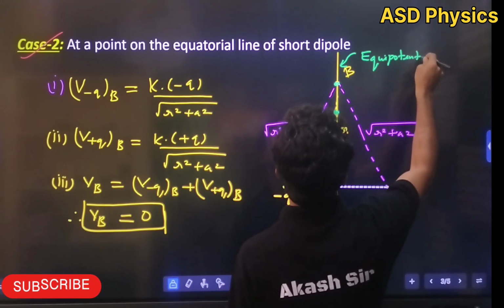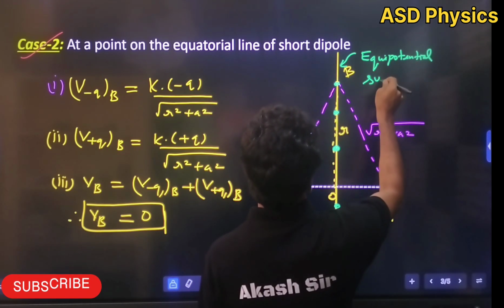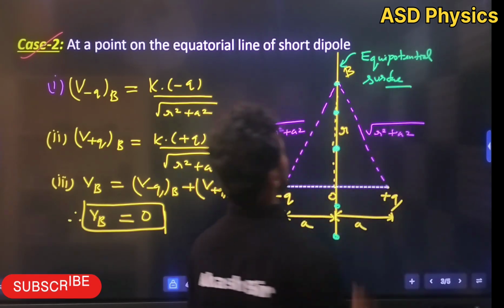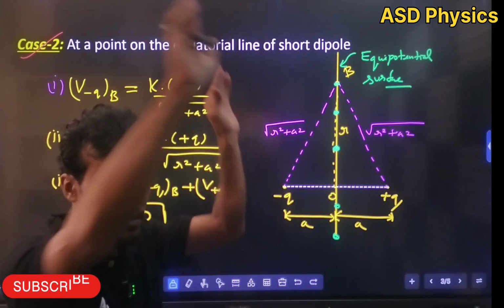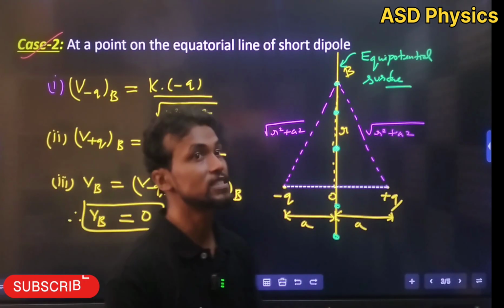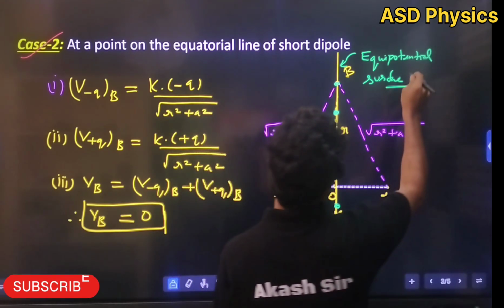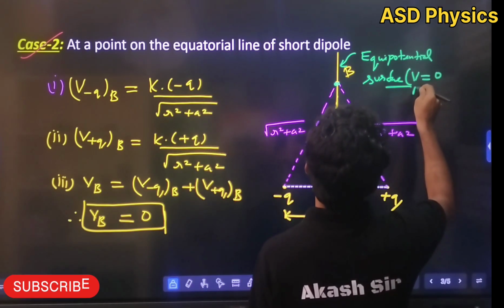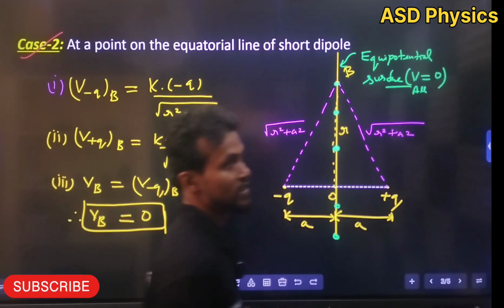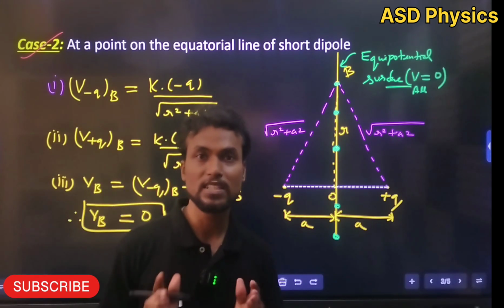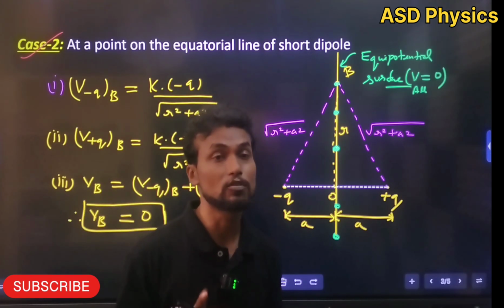Equipotential surface. Here one three-dimensional surface we can draw. At all the points, potential will be how much? 0. That's why this one is called the equipotential surface. Okay.